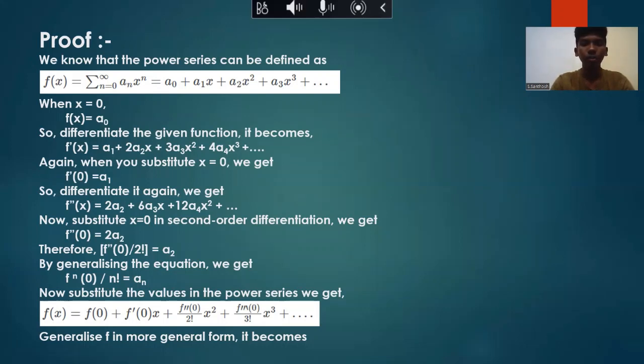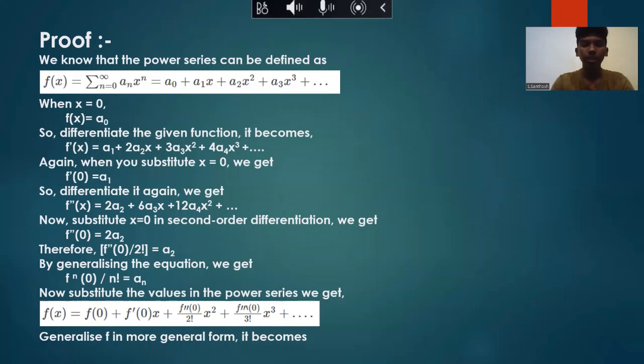You'll be getting 2a2 plus 6a3x plus 12a4x square, and it goes on. And again, you substitute 0 in place of x, you'll be getting 2a2. And all the terms that contain x will again become 0. So therefore, the second differentiation of f at 0 divided by 2 factorial is equal to a2. That's what is given over here.